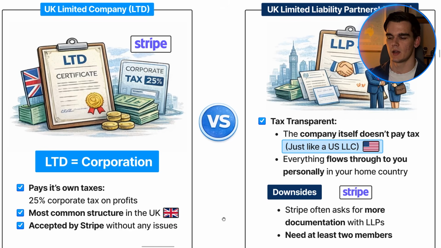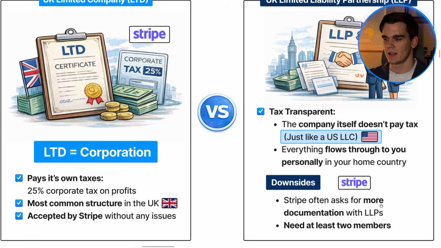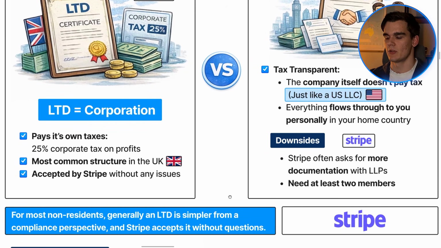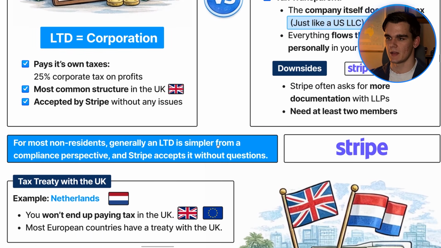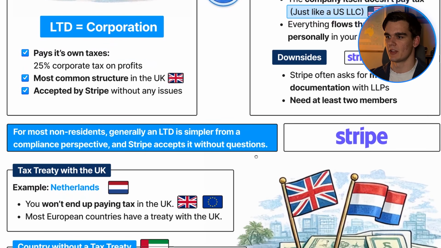An LLP, on the other hand, is tax transparent, so just like a US LLC, the company itself doesn't pay tax. Everything flows to you personally in your home country. However, there are a couple of downsides. Stripe often requires more documentation with LLPs, and you also need at least 2 members for this structure. So for most non-residents, I generally recommend going with the LTD. It's simpler from a compliance perspective, and Stripe accepts it without questions.